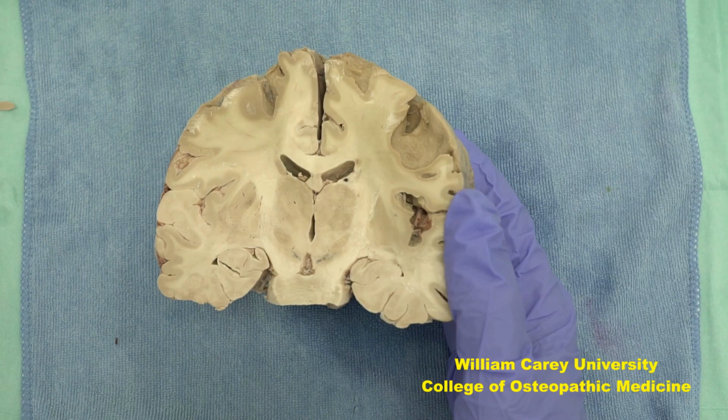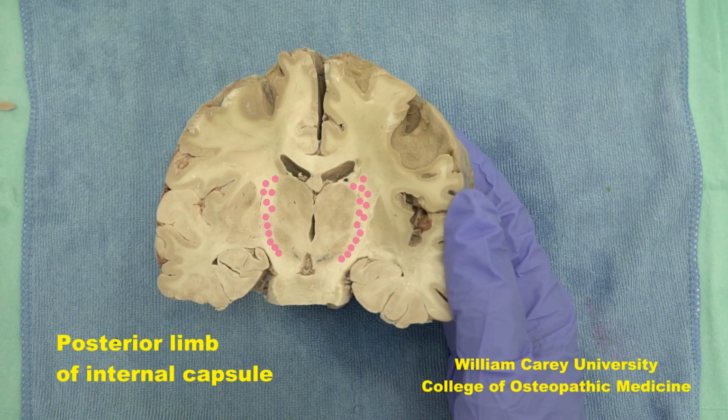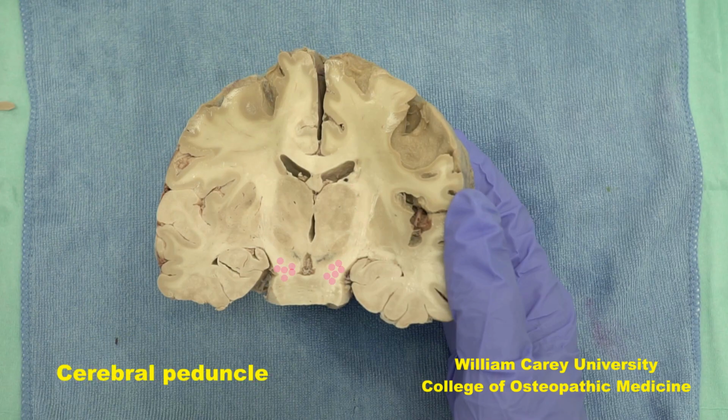This section contains the posterior limb of internal capsule, which is then caudally and ventrally continuous with the crus cerebri or cerebral peduncle. At the end here, let us also identify the hippocampal formation in medial temporal lobe.